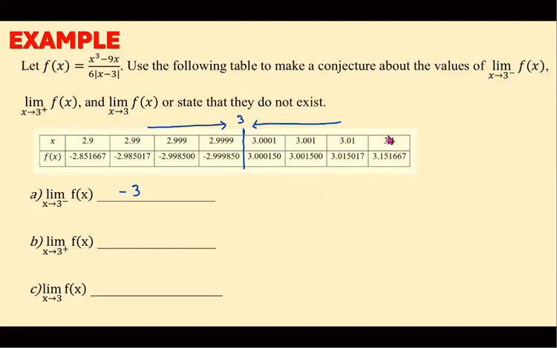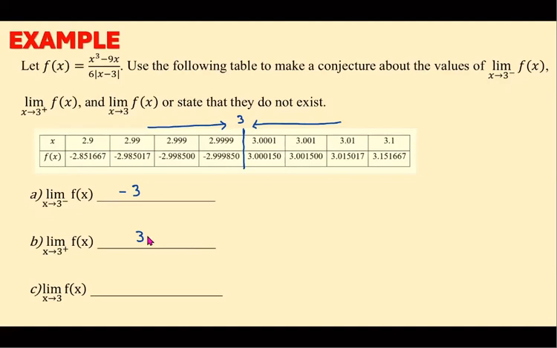Similarly, if you look at the right-hand limit, when the values of x are decreasing and approaching closer and closer to 3, look at the function values. We have 3.15 and something, then 3.015, it is decreasing, 3.0015, 3.00015. So obviously you can see that these numbers are decreasing and getting closer and closer to 3. So from the right, the limit of that function is 3. So the meaning of that is the left-hand limit is negative 3 and the right-hand limit is positive 3.